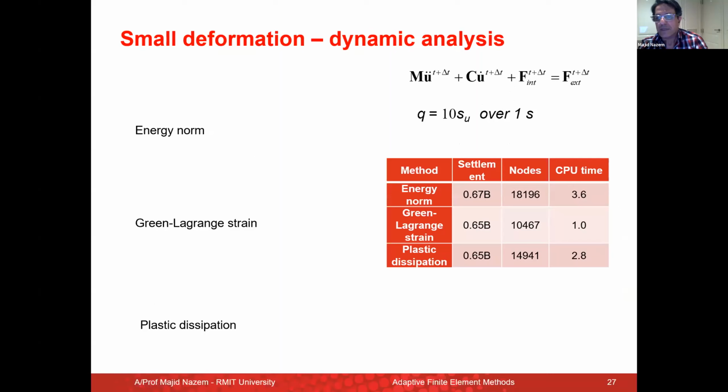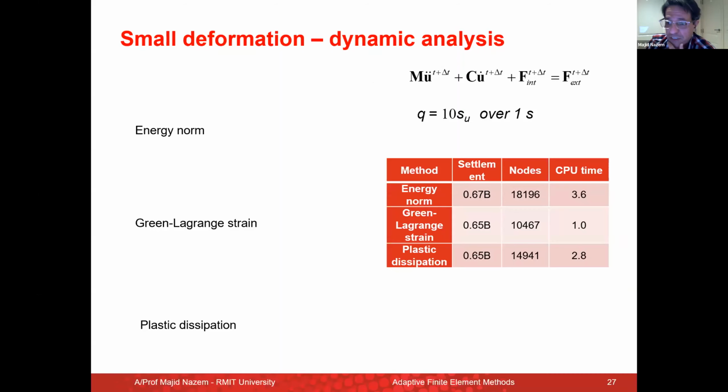Now, I have solved this problem again assuming a small deformation, but conducting a dynamic analysis. So for dynamic analysis, the pressure on the footing of 10 SU is applied over 1 second. So we have the settlement. I haven't actually shown the deformed meshes at the end of the analysis, just to give you a few seconds to think about it and see if you can guess how they would look.